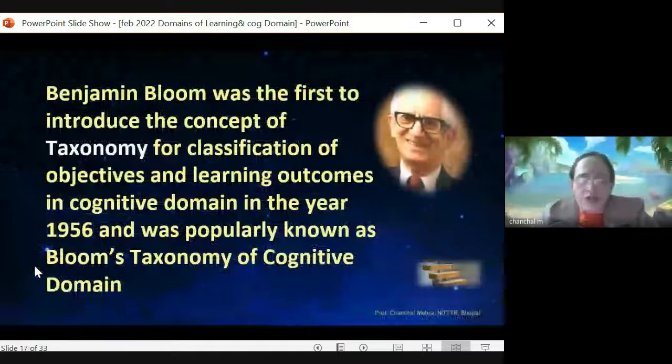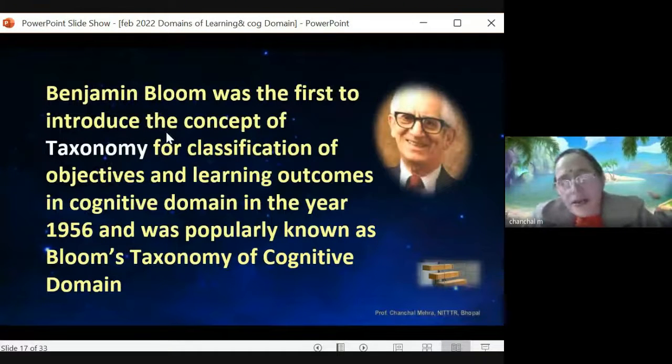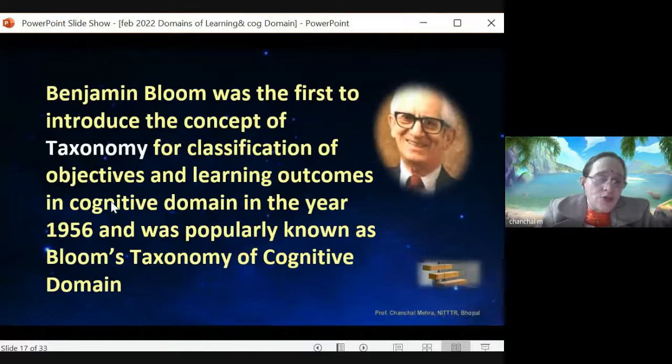So he was the first to introduce the concept of taxonomy. So you might be knowing that taxonomy means whenever there is anything which can be arranged in a hierarchical fashion, that is known as the taxonomy. So initially, Bloom suggested that the learning can be arranged in the hierarchical fashion, and accordingly, he introduced the Bloom's taxonomy of cognitive domain. So initially, he used this taxonomy for classification of objectives in the cognitive domain.